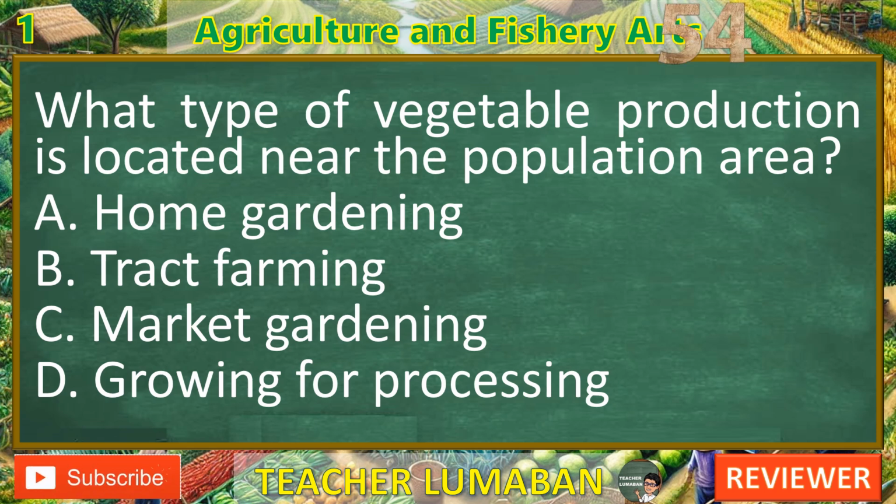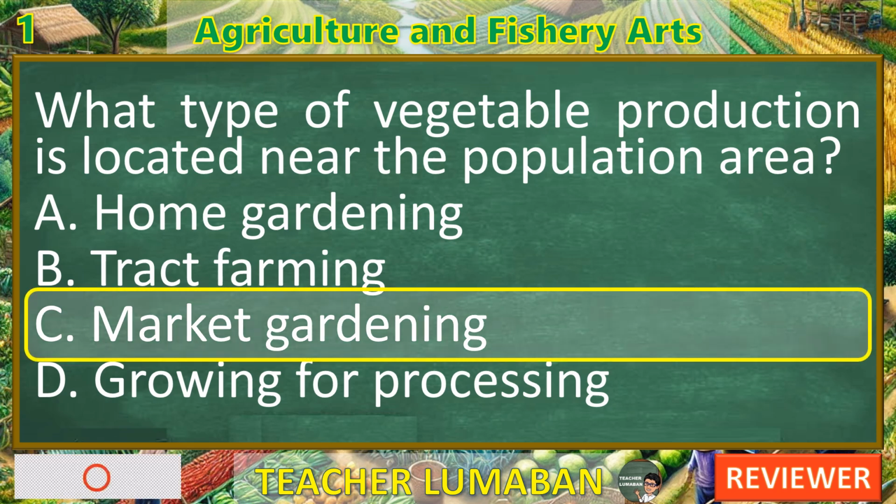5, 4, 3, 2, 1. The correct answer is C. Market gardening. Here's an explanation of each choice. A. Home gardening. This refers to growing vegetables in small quantities in personal spaces like backyards or home gardens, mainly for personal consumption rather than for sale.